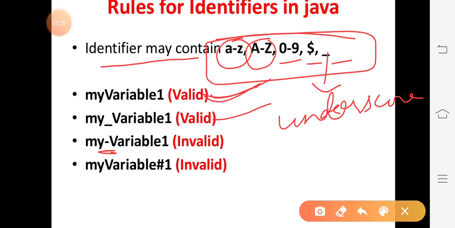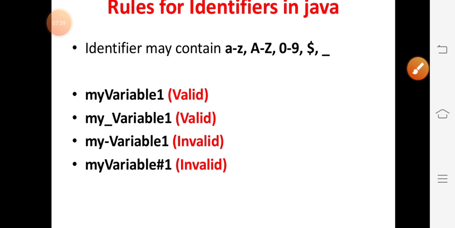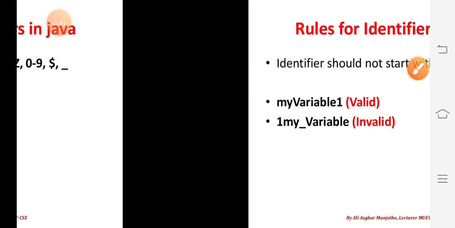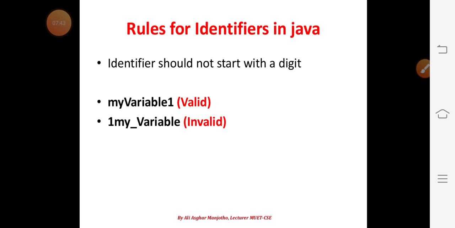So here it is what? Dash sign, so it is invalid. If I am writing myVariable#, because it is also a special symbol and it is not allowed while naming any identifier name, so it is also invalid here. So this was the first rule. Moving on to next rules.